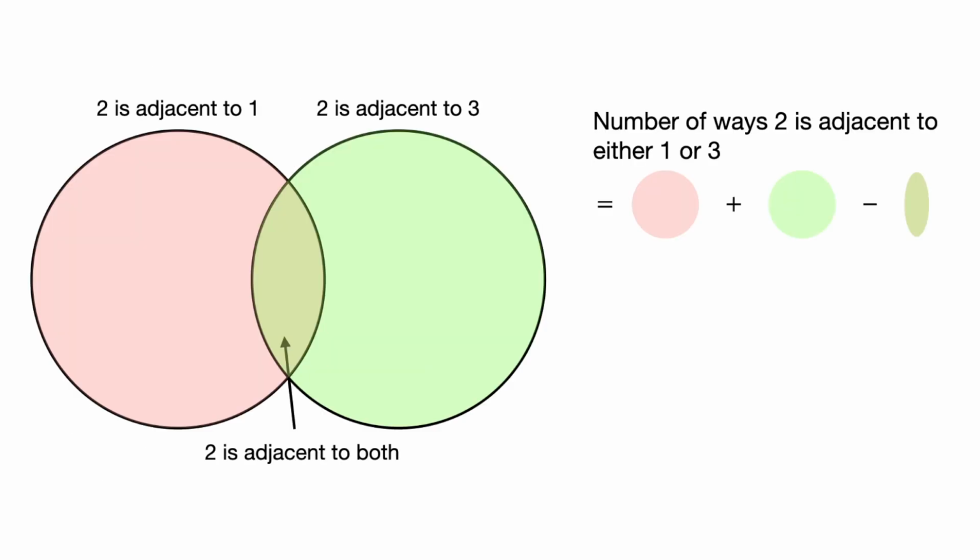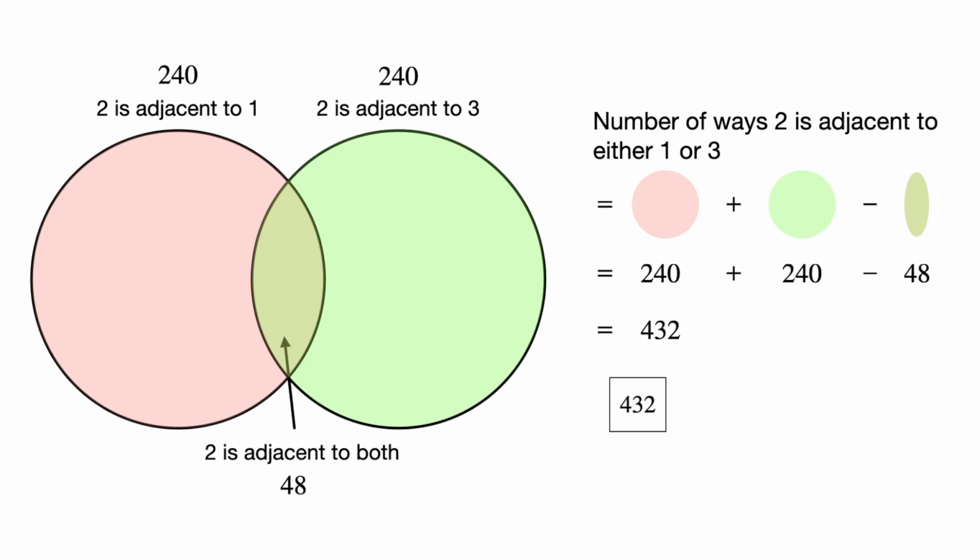So now we know that the number of ways 2 can be adjacent to 1 is 240, the number of ways 2 can be adjacent to 3 is also 240, and that the number of ways 2 can be adjacent to both is 48. Plugging those numbers in our equation here, we get 432, which is our answer.